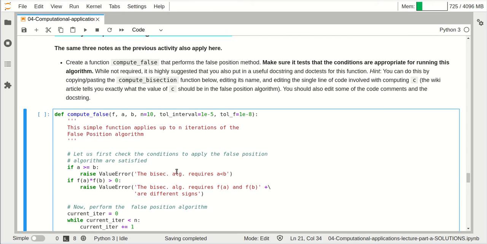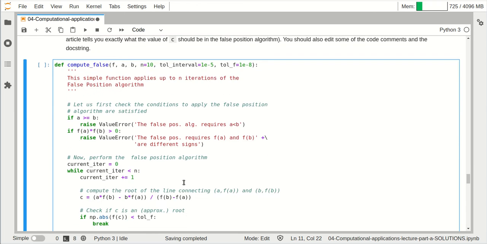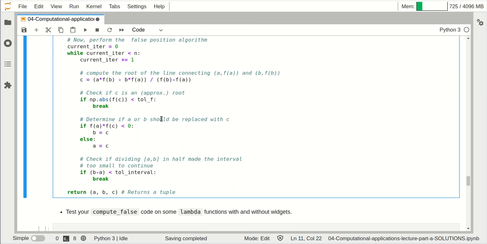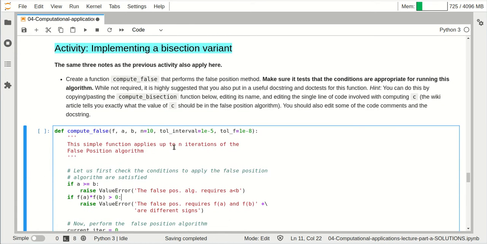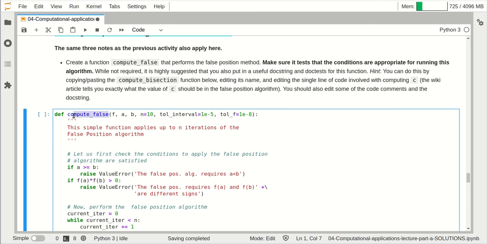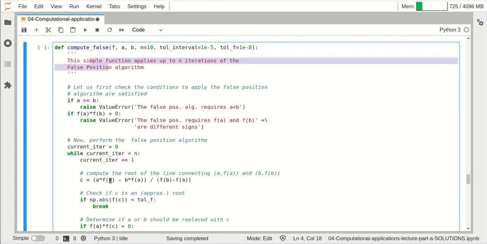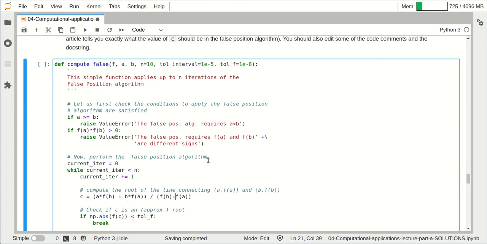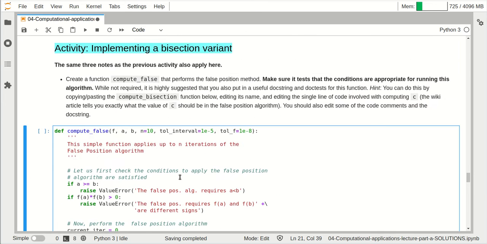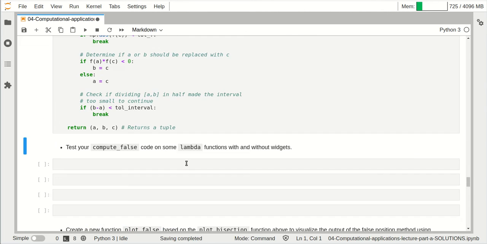So this is checking this. But notice when we're checking this, we need to say the false position algorithm. I'm just using a little abbreviation there. Let's see if we have anything else where we say bisection. Nope, that's it. That's all you really had to do to create the compute false algorithm. You had to change the name, change some code comments, a docstring a little bit, and this one line of code. That should create that function.